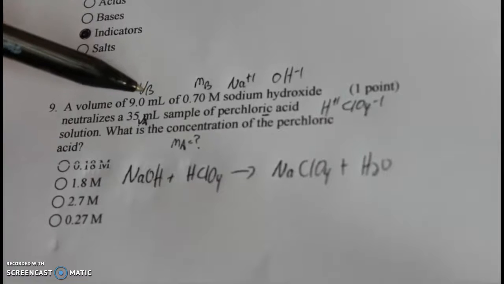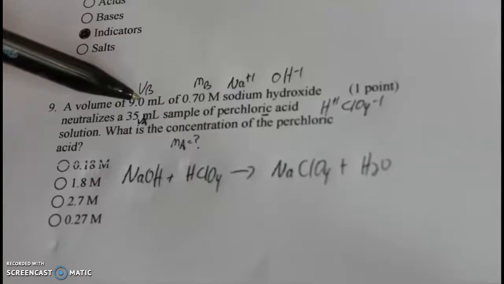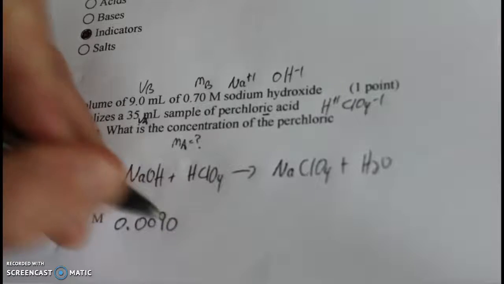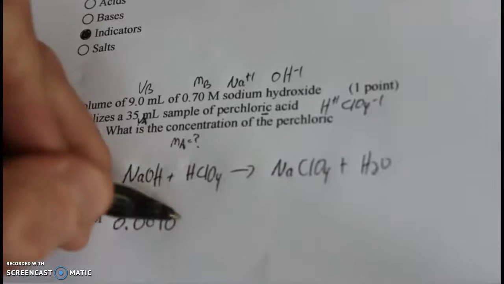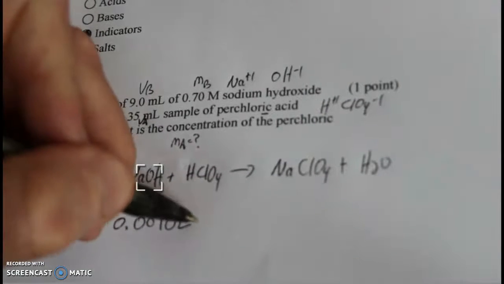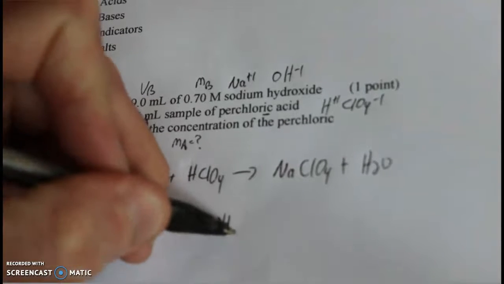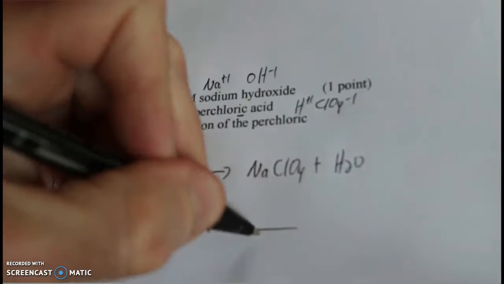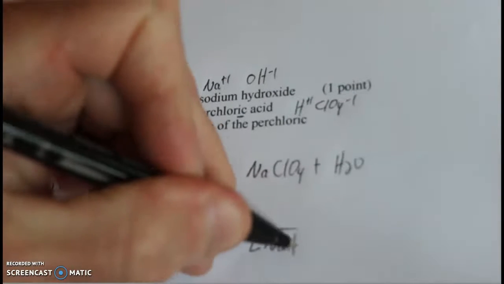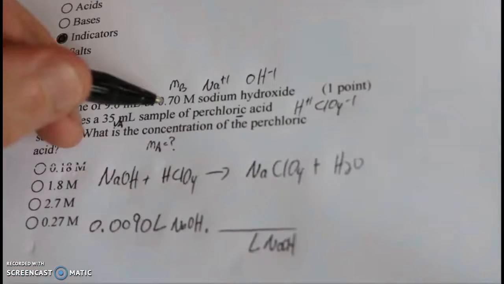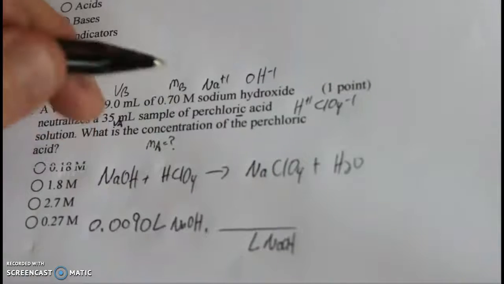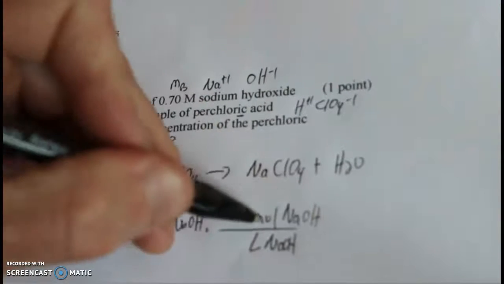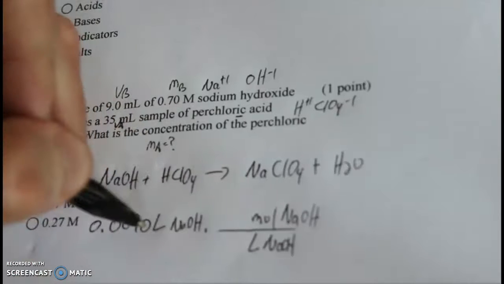So that's telling me I have to start with the base, and I'm going to start with the volume of the base specifically. Now, I have to convert 9.0 milliliters into liters. And I'll show you why that is in the next step. Since I start off with liters, I'm going to put liters on the bottom, NaOH. And what's going on here is I'm going to multiply it by the molarity. That gives me the units of moles per liter. And that's why I needed the volume to be liters.